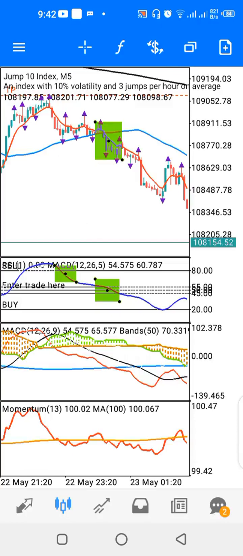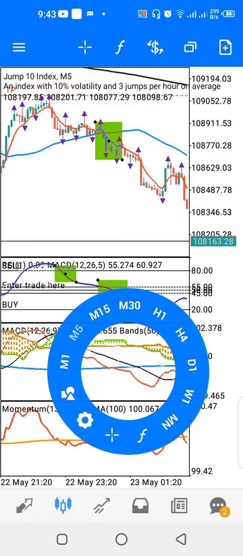So if you look at this, this is the blue MACD signal style line, which gives us, when it goes below 20 and pops up above 20, that gives us buy signal. When it goes above 80 level and then drops down, that gives us sell signal.